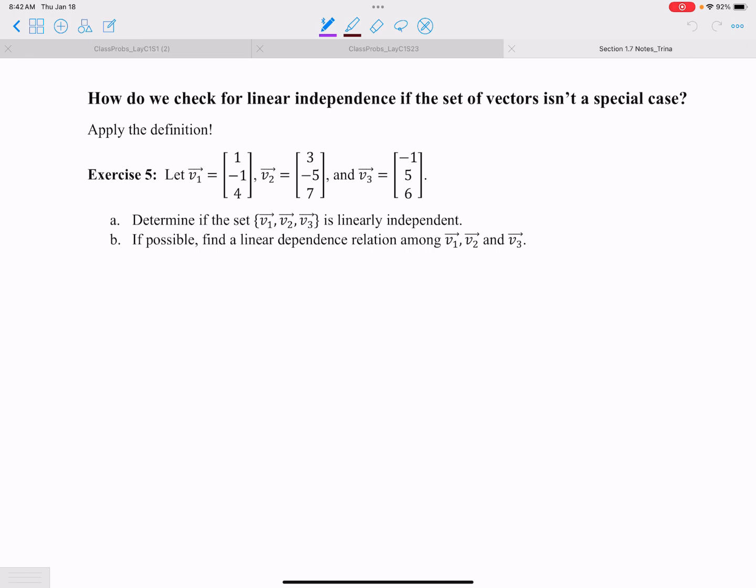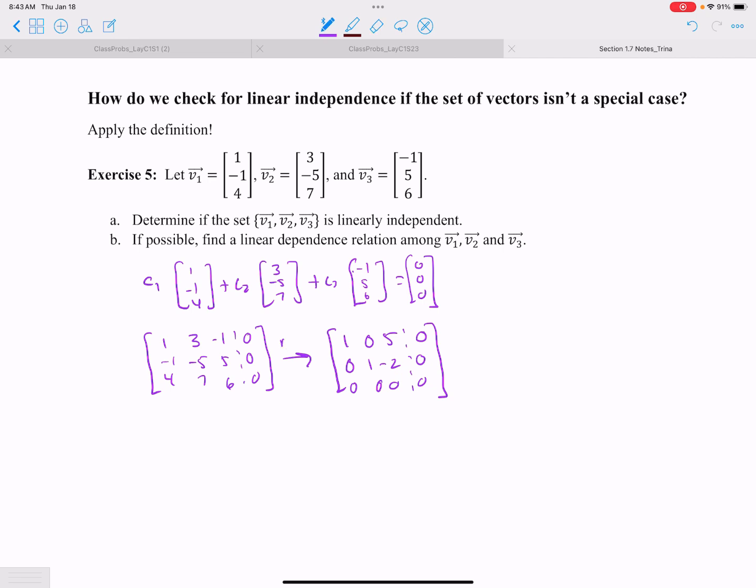So if it wasn't easy to observe whether a set of vectors is linearly independent or linearly dependent, then we need to apply that definition. So we have 3 vectors, v1, v2, and v3. We want to know, are they linearly independent or not? So we want to know, are their weights C1, plus C2, plus C3? So when we solve this, do we get C1, C2, C3 equal to 0, or are there some non-zero values? So we know to solve this, we put it into a matrix and augment it.